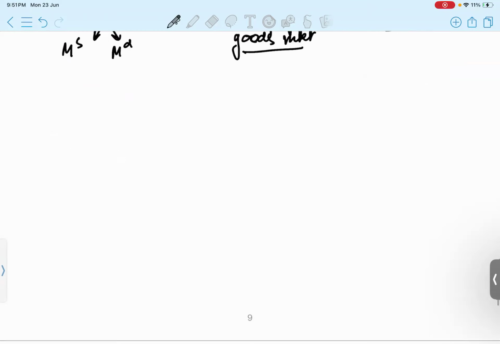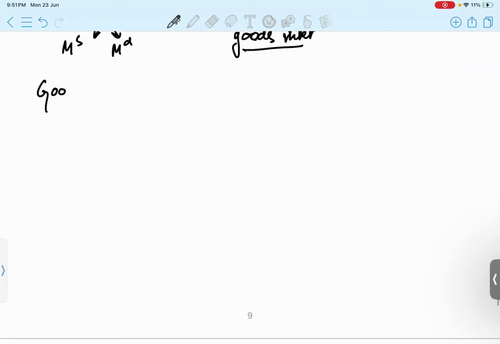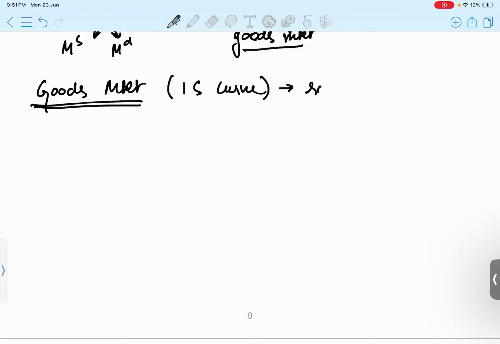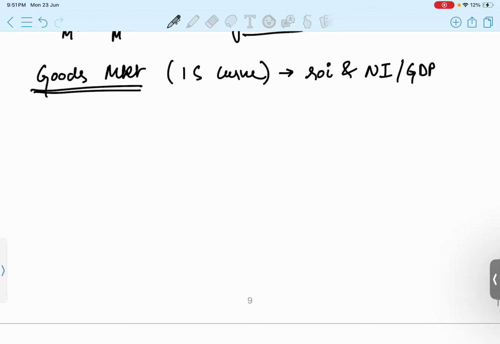So we'll pick up individual markets first. We'll take the goods market, which is represented by the IS curve. These are two curves, the ISLM curves. The IS curve is showcasing the relationship between the rate of interest in the economy and the national income, or you can say the GDP, and how that is changing. The relationship between these two variables is depicted by the IS curve, particularly in the goods market.